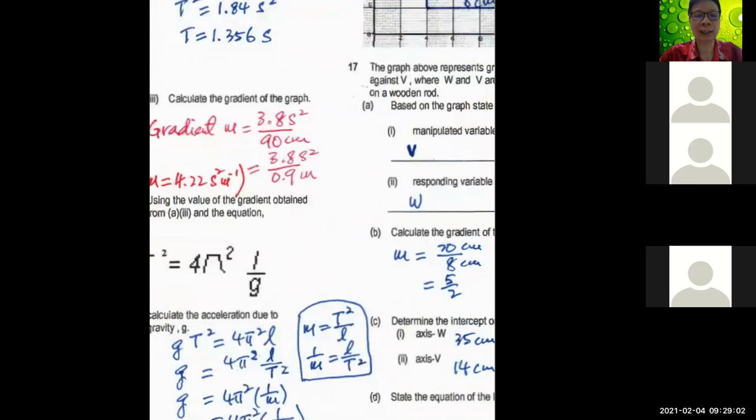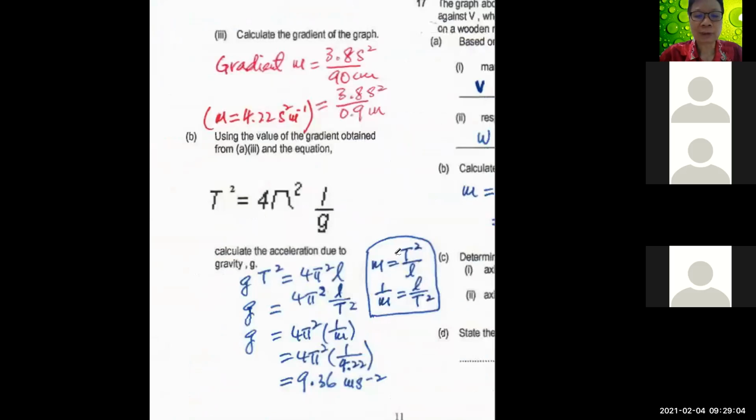Okay, and now come back here. Since gradient is t squared divided by L, but here we have L divided by t squared, which is terbalik, upside down. So you flip this one. So here M also you reverse, so it becomes 1 over M, 1 over gradient. So meaning that you can replace the L over t squared with 1 over gradient. Make sure you understand this part. Okay, this one replaced by 1 over gradient, then put in the gradient value 4.22.